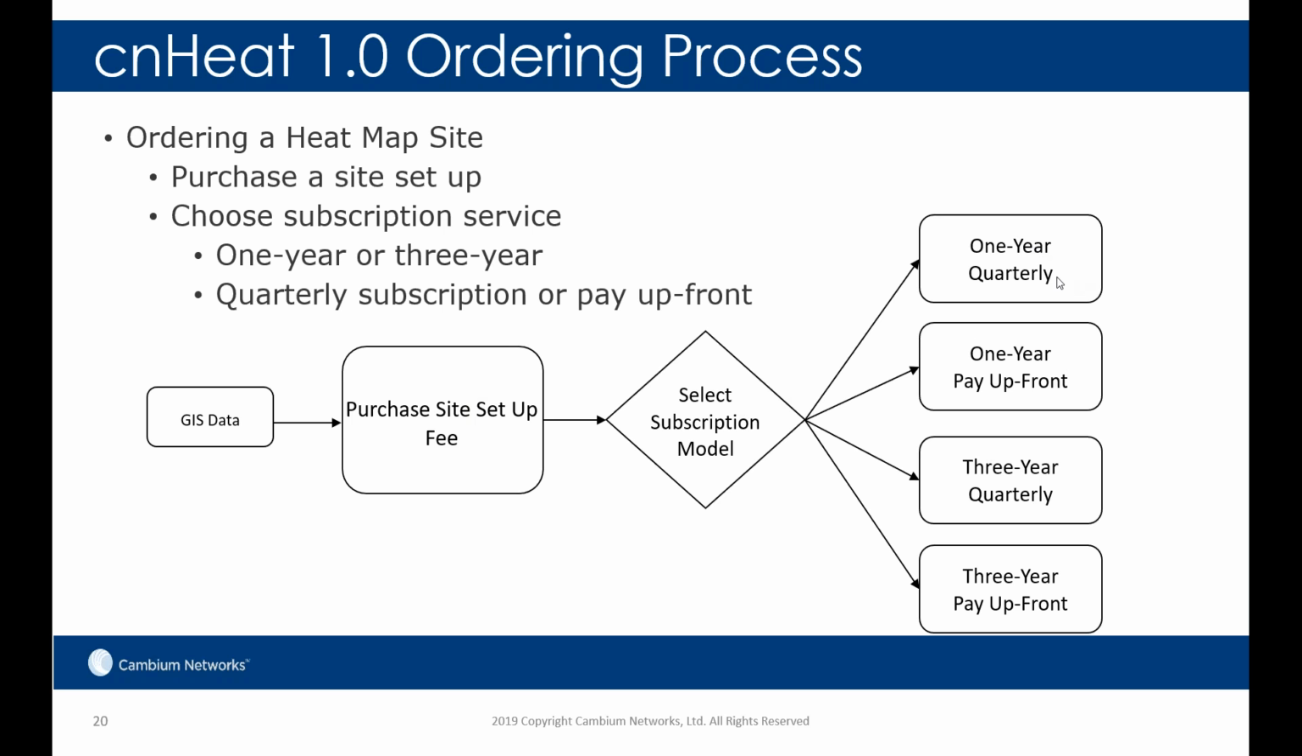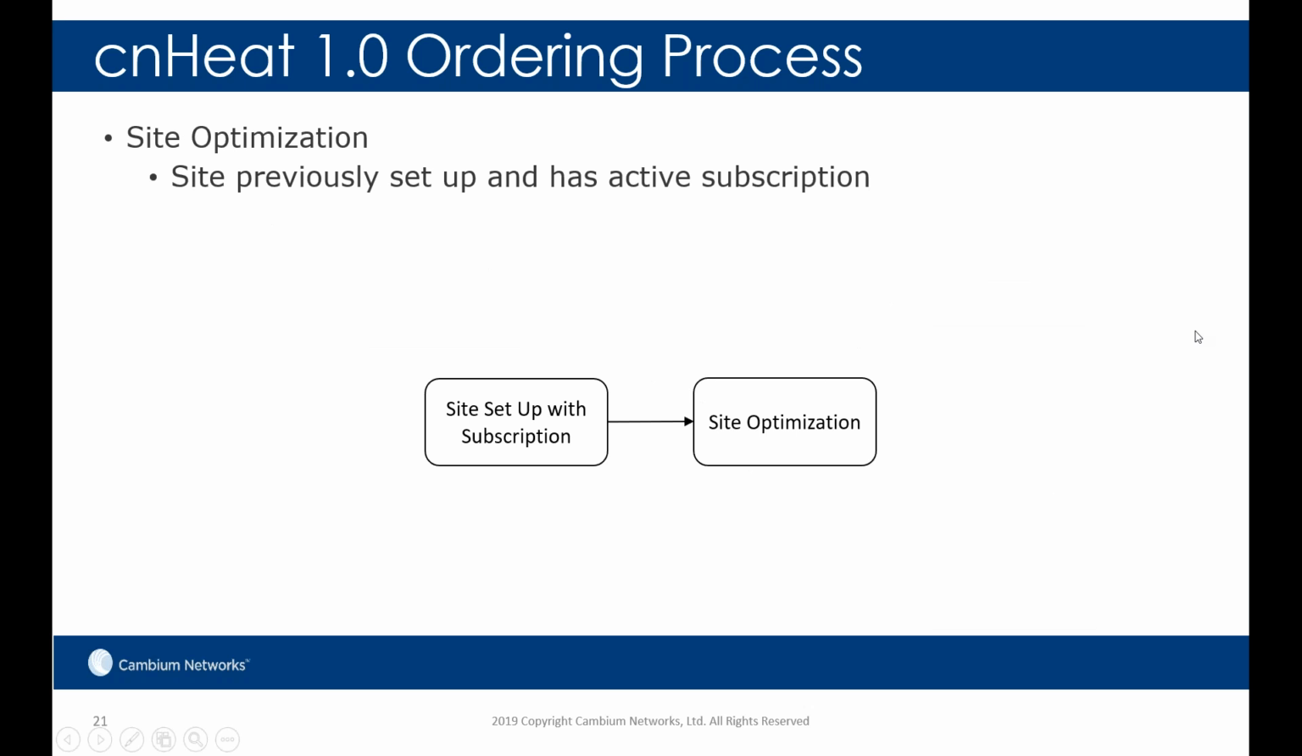And if you want to, you can pay it every quarter, and it's a decreased cost, or you can pay it up front. So if you want to go purchase 3 years, we give you 1 year for free. And so you're really getting 3 years for the price of 2 years. And then if you want to pay up front, we'll give you a 5% discount as opposed to paying quarterly. Oh, one other thing is with site optimization, if you already have your site set up with the subscription paid, then you can go ahead and order site optimization.